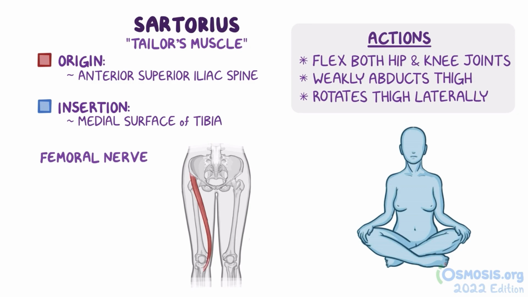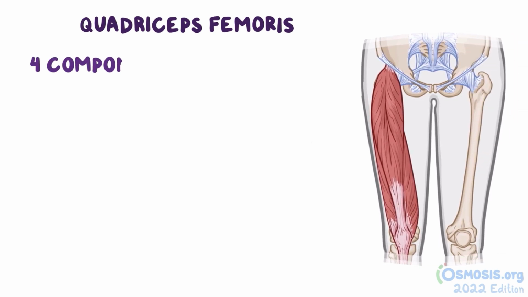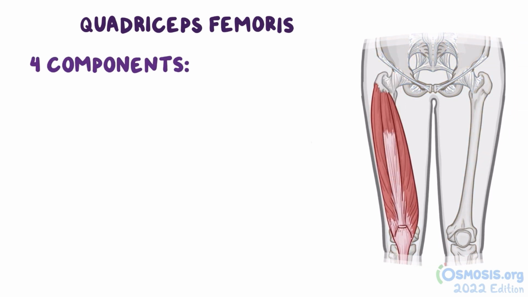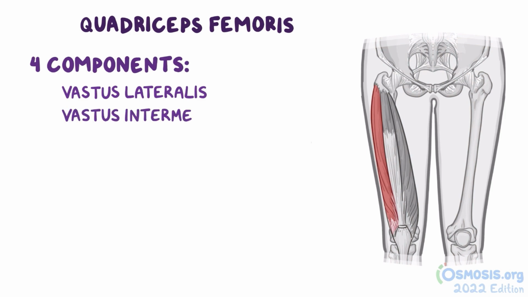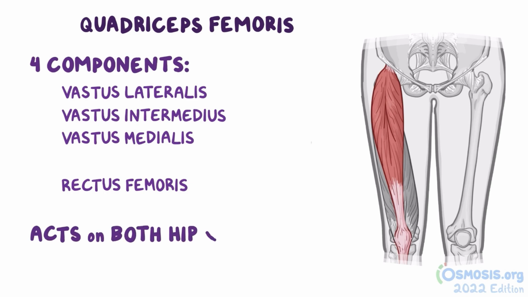Okay, now when it comes to extensors of the knee, we're actually only talking about the quadriceps femoris muscle, which, in turn, has four components. The three vasti muscles, vastus lateralis, vastus intermedius, and vastus medialis, so named by their position around the femoral shaft, and the rectus femoris. Together, the four components form the largest and one of the most powerful muscles of the body, which acts on both the hip and knee joint. Now, let's go through these one by one.